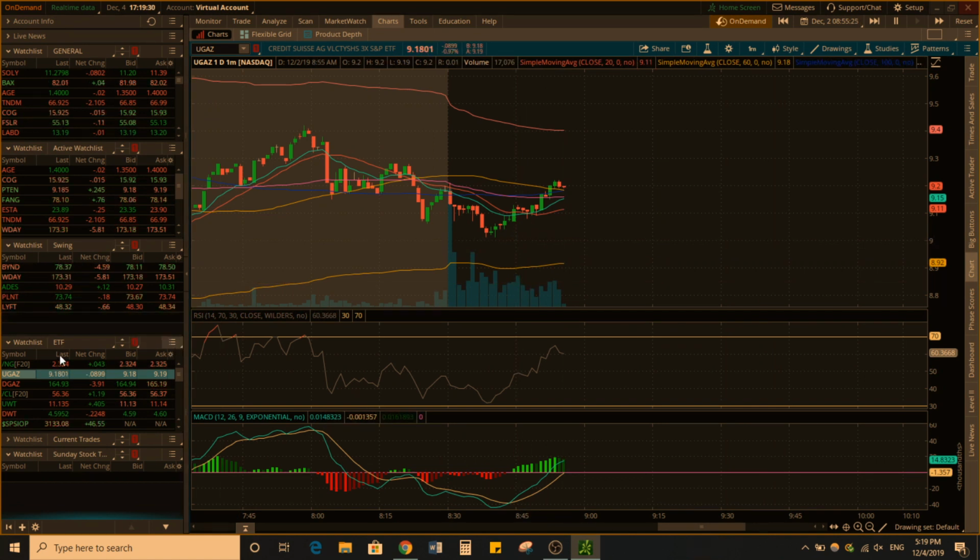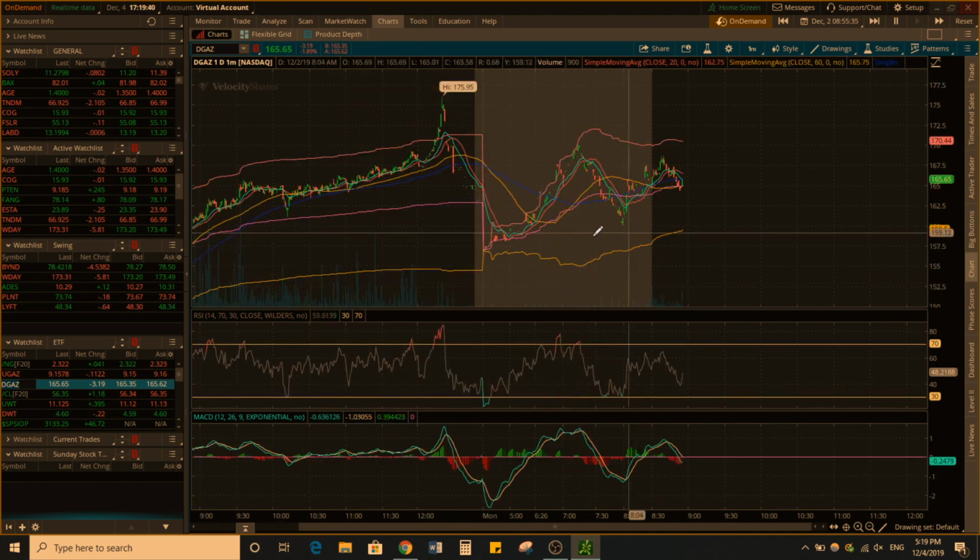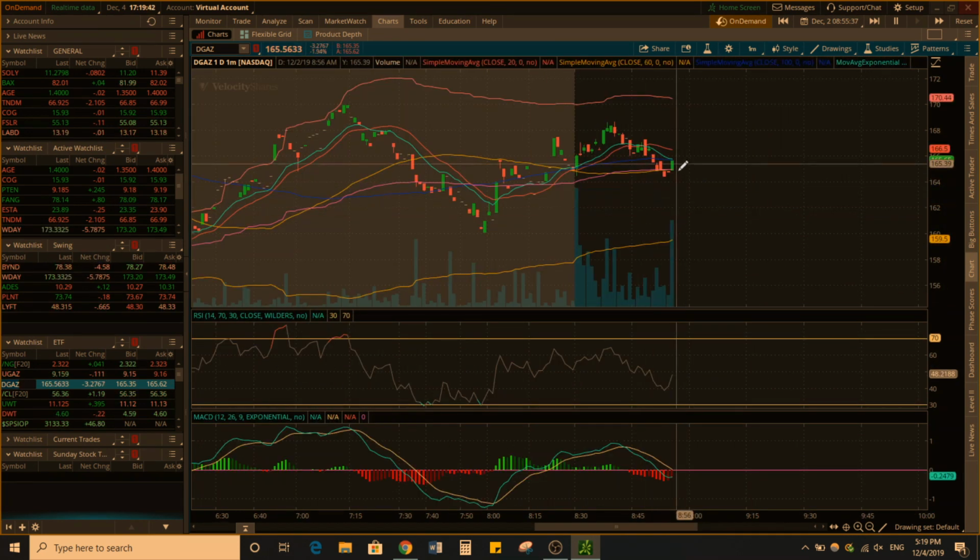Okay, looks like it's reversing. Not too shabby. DGAS and NG look like they're reversing. That means profit for us. Look at that. Okay, it went back up. Okay, nice. Not a bad plan.